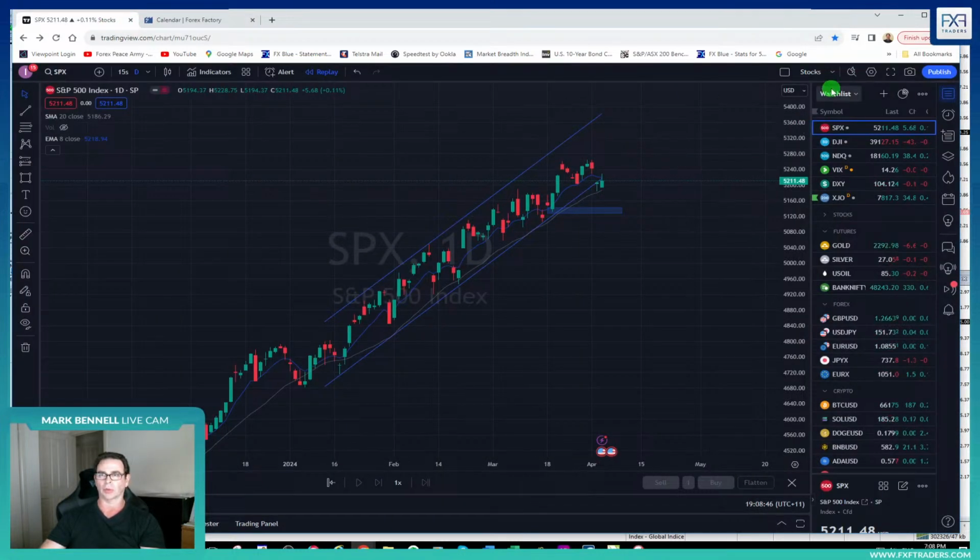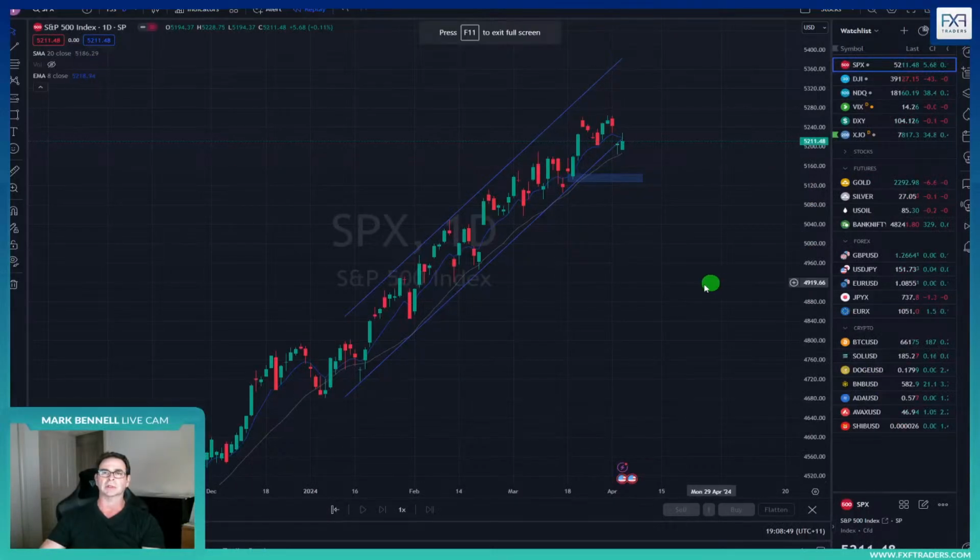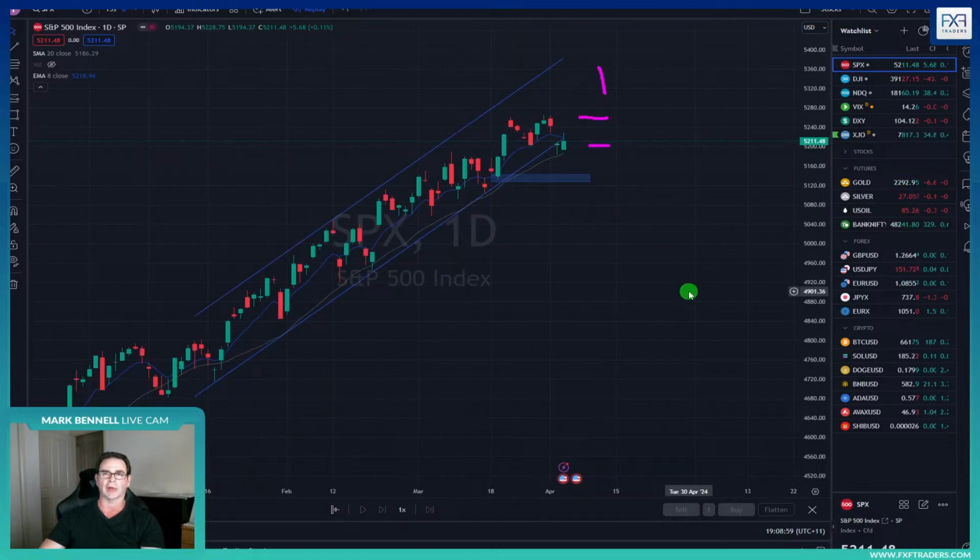All right, so let's have a look at the markets. So the S&P 500 got a slight new high here. Here's the trend anchor here. So we haven't got price acceptance through that.